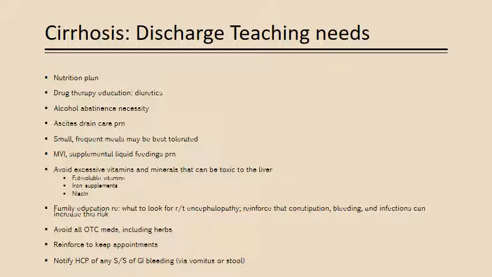Teach the family regarding what to look for related to the encephalopathy because they may be the ones that identify it. The patient may have no knowledge that they're acting weird, okay? Bleeding and infections can increase this risk, also the constipation, so the family needs to be educated about that. The patient should be instructed to avoid all over-the-counter meds, including herbs. You know, herbs are not without potential risks, so just avoid them. The liver can't handle it. Reinforce them to keep their appointments and to notify their healthcare provider of any signs and symptoms of GI bleeding, such as throwing up blood or noticing dark black stools or even frank blood in the stool.